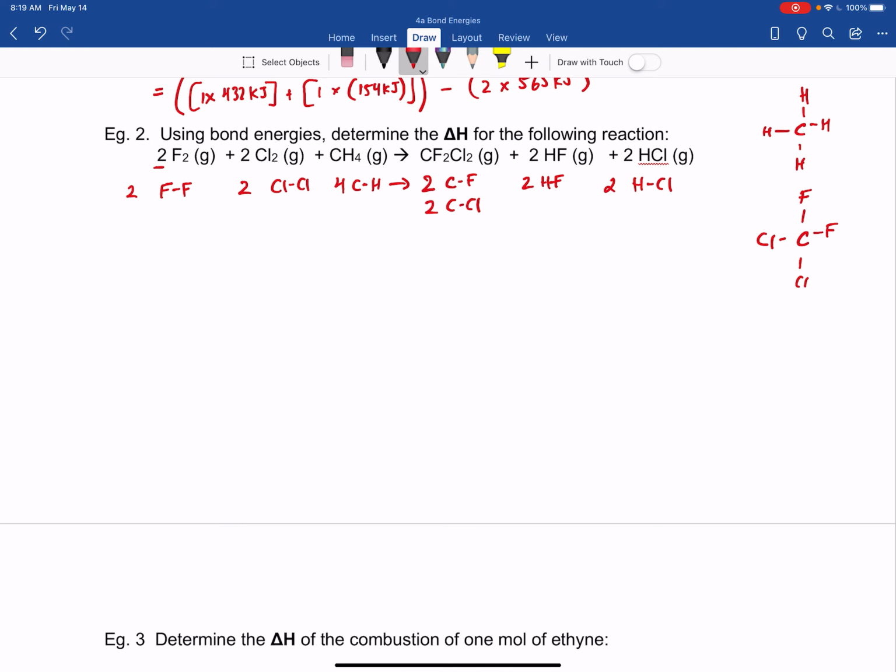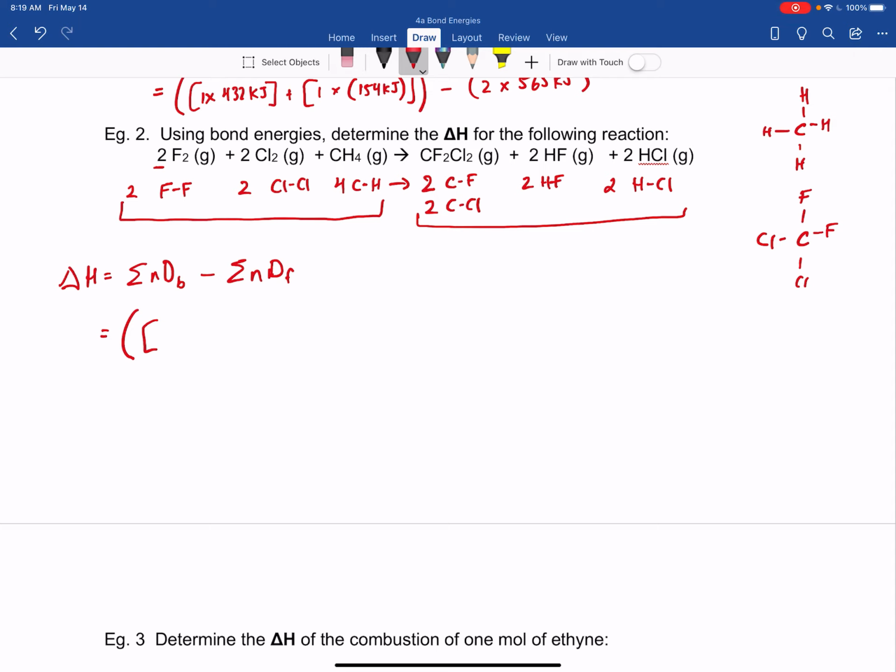So that's the important part, because now when we go to here, we take all of our reactant bond energies, add those, add all of our product energies, and then find the difference between them. So we'll start off with this, the sum of the broken bonds minus the sum of the formed bonds. Okay, and all the values are in the chart below. Just going to simplify this here. So we've got 2 times the fluorine bond, which is 154 kilojoules, plus 2 times the chlorine-chlorine bond, which is 239 kilojoules.